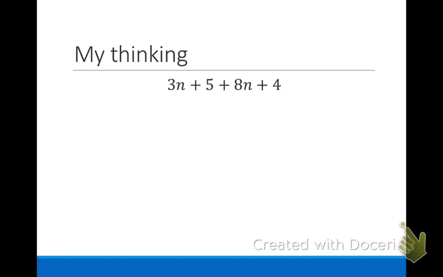So starting off here, I have my own thinking of how I would approach this problem. Okay, so please write this down in your notes. 3n plus 5 plus 8n plus 4. So the first thing that I'm going to do is look for any like terms. So I'm going to underline any like terms that I have.